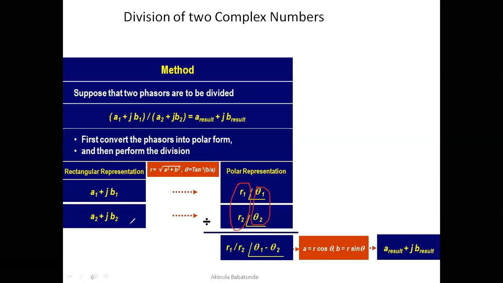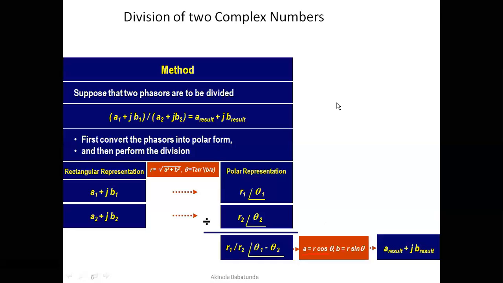Right up to this point, the process is the same as the multiplication of two complex numbers. But here, instead of multiplying, you divide R1 by R2, and then instead of adding theta 1 and theta 2, for division, you subtract theta 2 from theta 1, and then you find your A the same way we found it when we were multiplying. You find your B the same way, and then eventually you have your resultant. Don't forget, for the resultant, this is also not going to change to negative. This remains positive.